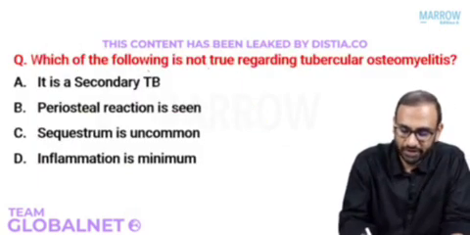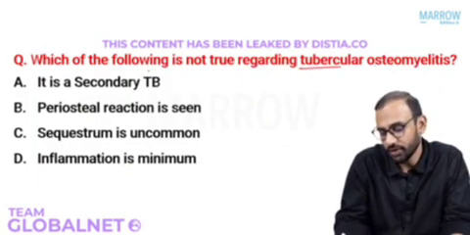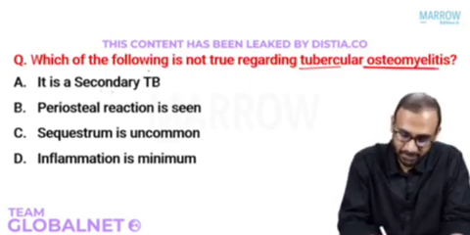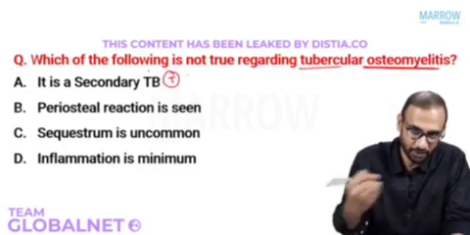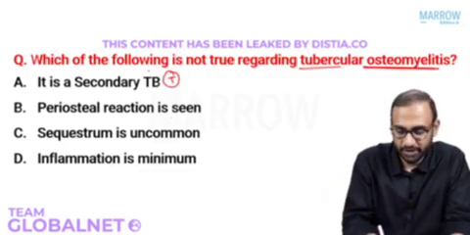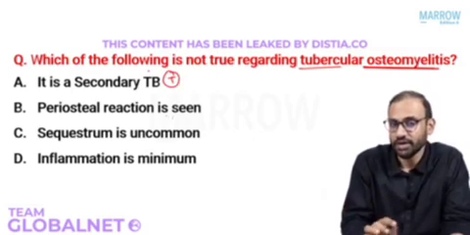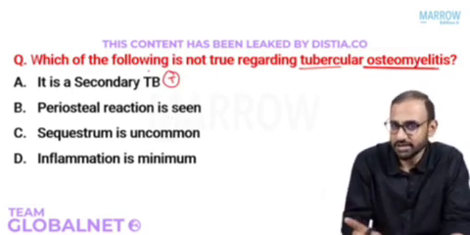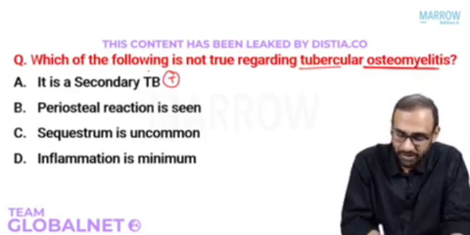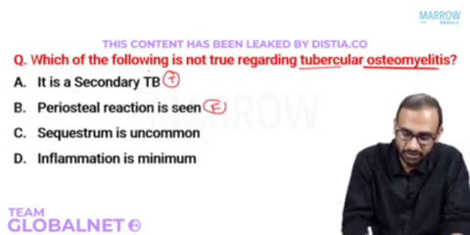Which of the following is not true regarding tubercular osteomyelitis? Okay, which is not true? It is secondary TB. Yes, tubercular osteomyelitis is secondary. Hematogenous, it comes from a hematogenous source from some other primary. Periosteal reaction is seen. I told you TB, local reactions are less, unless it is spina ventosa, where local reaction is very severe. So periosteal reaction is not seen. So this is a false statement.